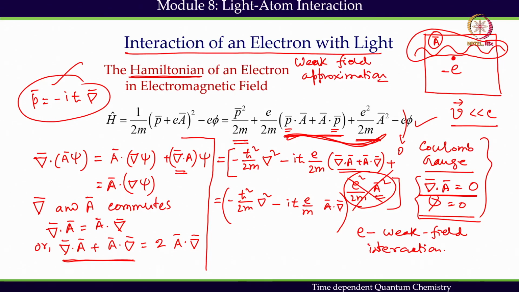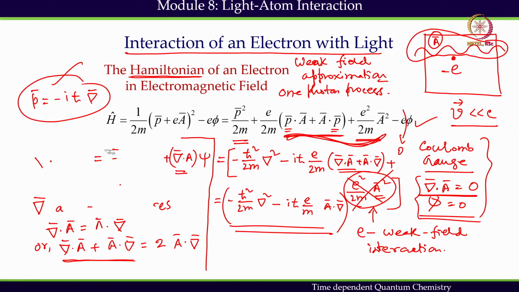And in terms of photons, what does it mean? We are actually treating a one photon process. That means I can have absorption of one photon or emission of one photon, but I cannot have two photon processes, like two photon absorption or two photon emission. In those cases I need a stronger field, and for a stronger field this term cannot be neglected. This term has to be included.